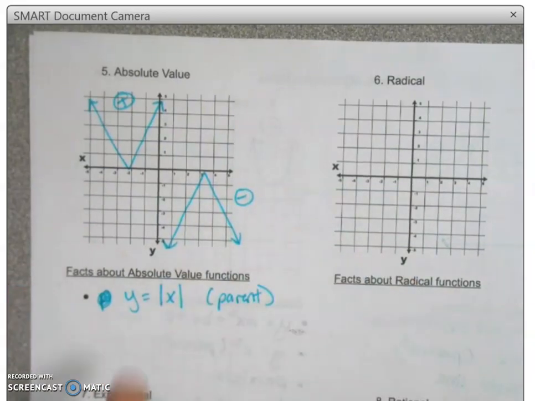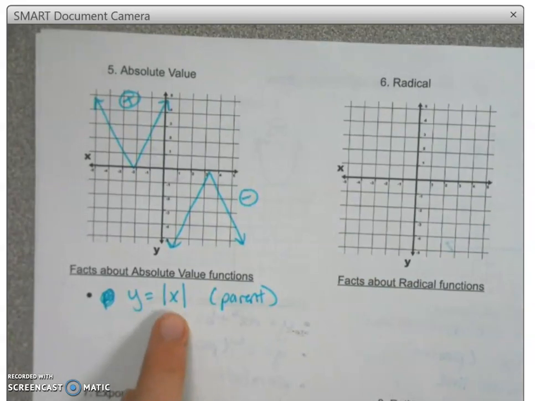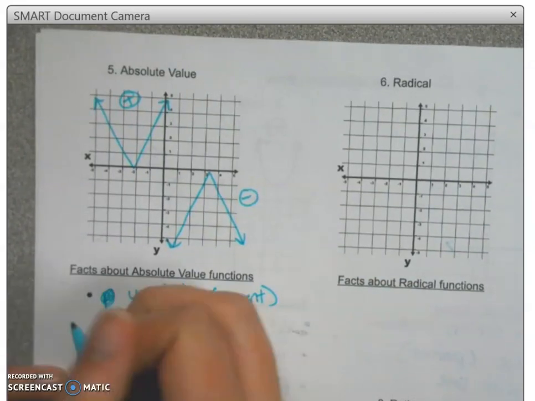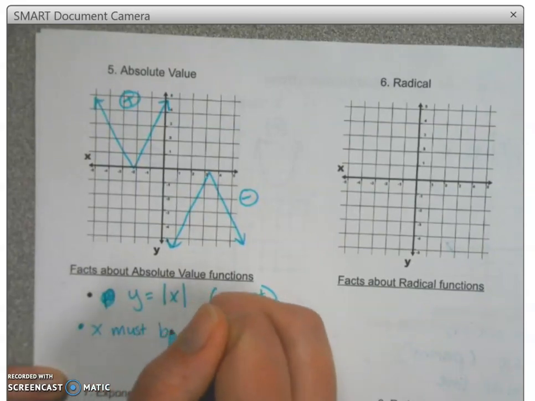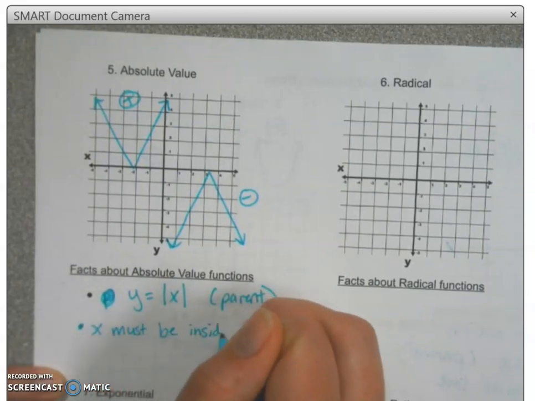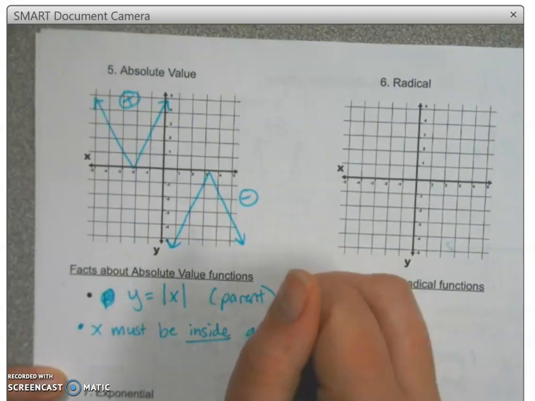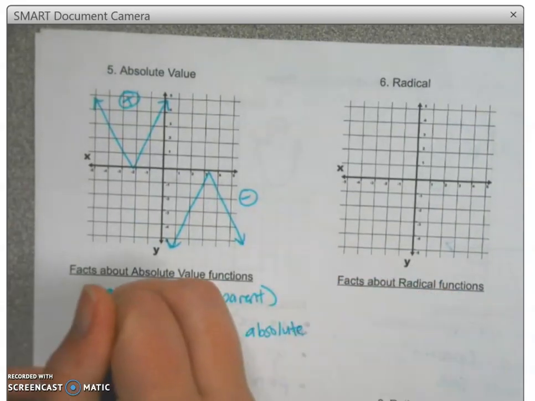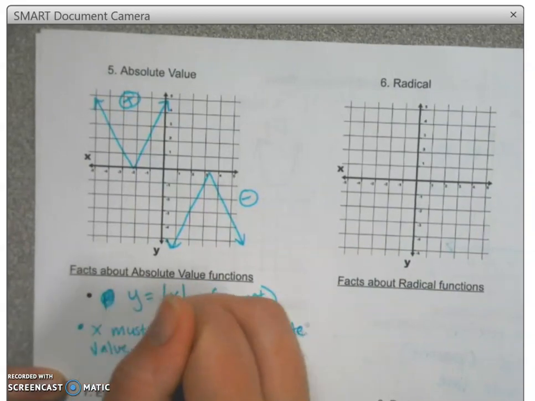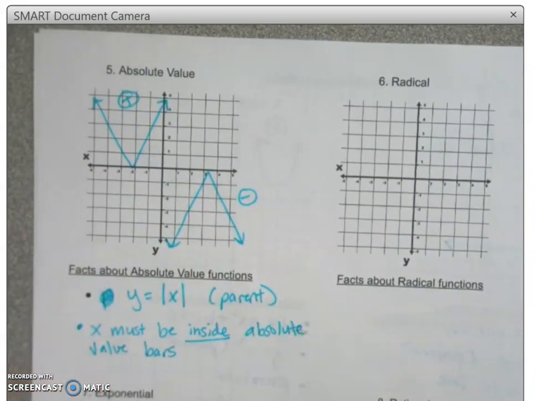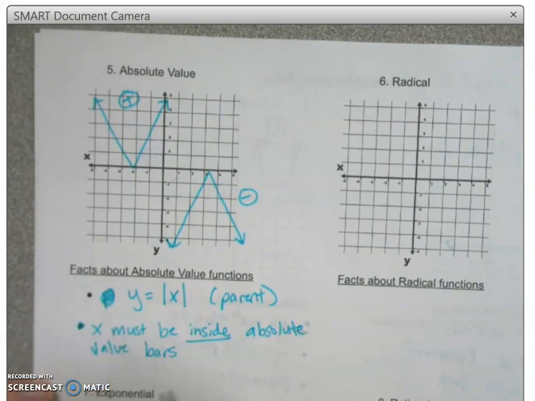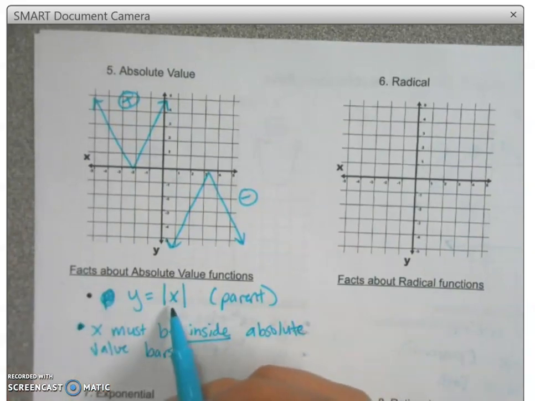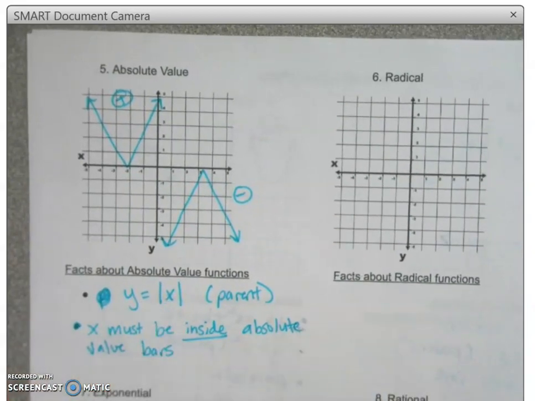So anytime you have x inside, these are called absolute value bars. That makes it an absolute value function. So x must be inside absolute value bars. If x is not inside those, it is not absolute value. It's something else.